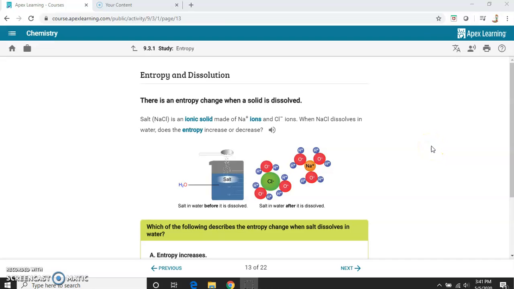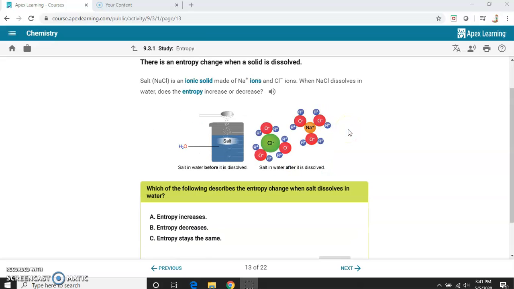And welcome back to part 2 of week 5, where we've been studying entropy, 9.3.1 on Apex. This one delves a little more into when we start talking about a value for entropy, and what's going on in a reaction. Does it change? What's going on? First we start off with salt, NaCl, sodium chloride. It's an ionic solid, made of sodium ions and chlorine ions.